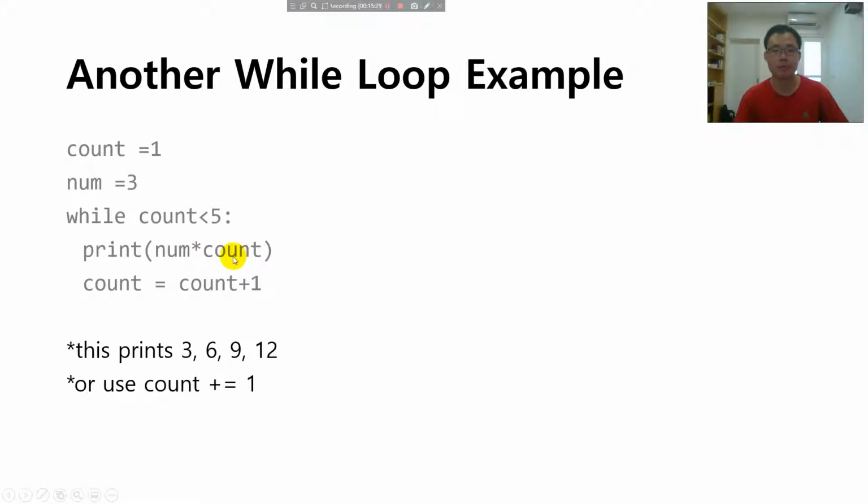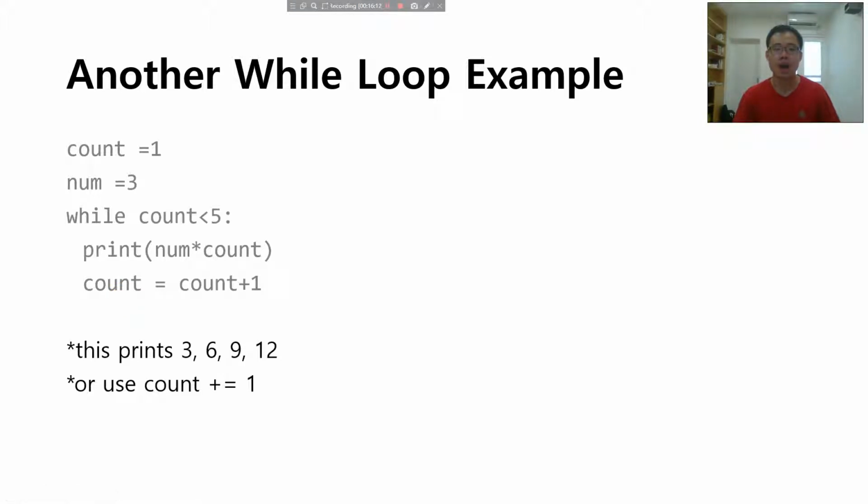So when count is 1, you print out 3 because num is 3. And after executing the print statement, we increment count by 1, and count will be 2. So 2 is less than 5, and 2 times 3 will give you 6. And then you increment count by 1. Count will be 3, and you print out 9, 3 times 3. Then you print out 3 times 4, and here count is 5.